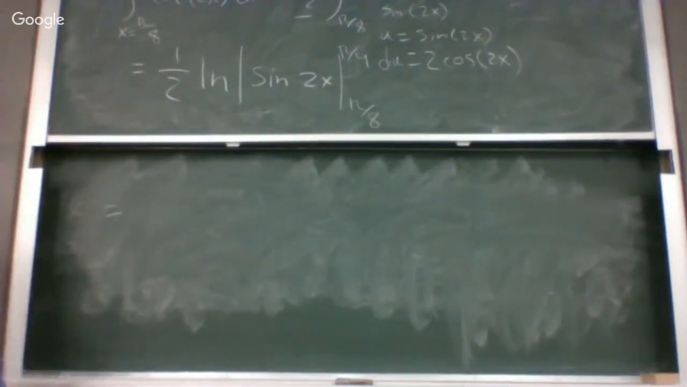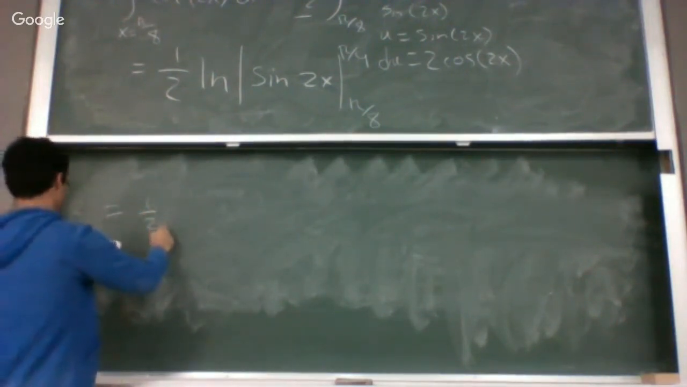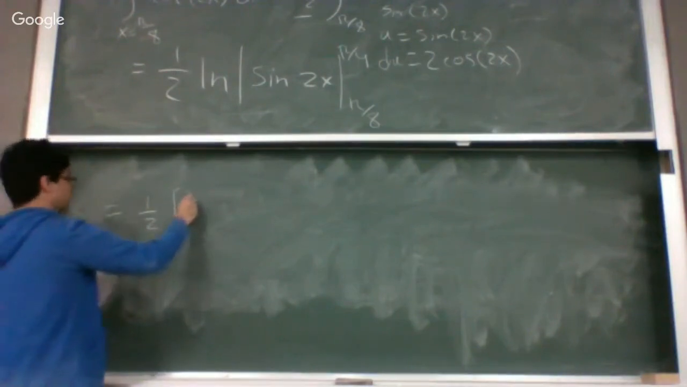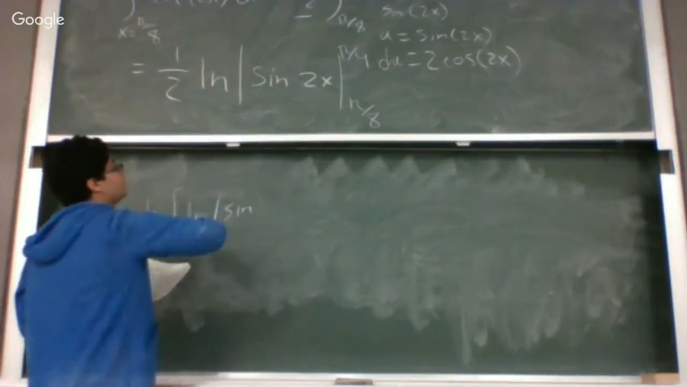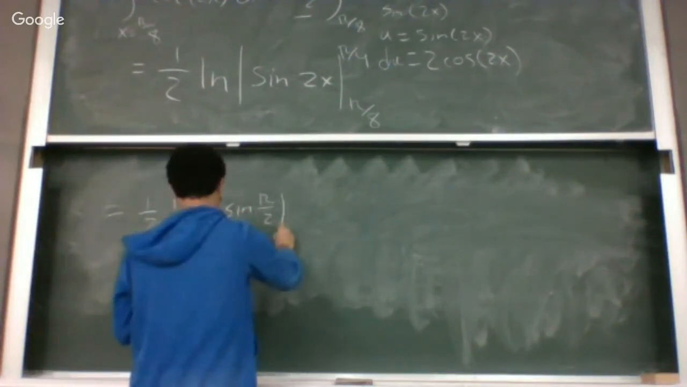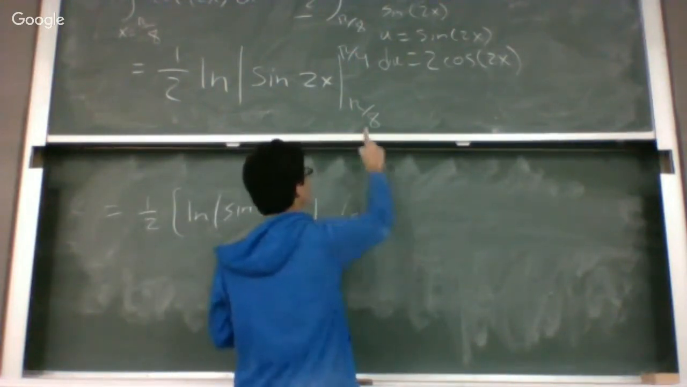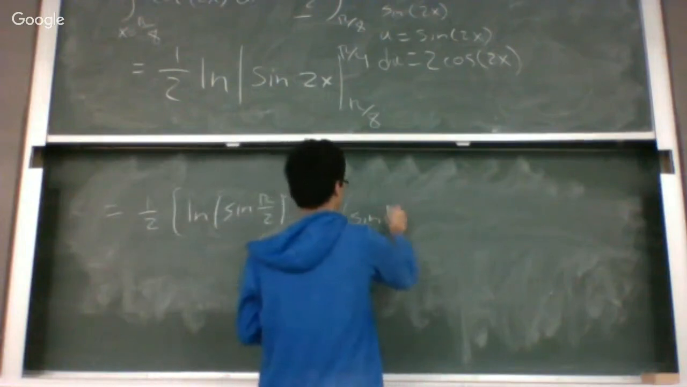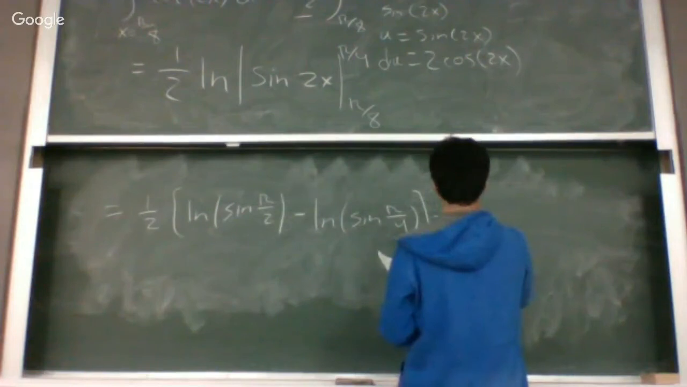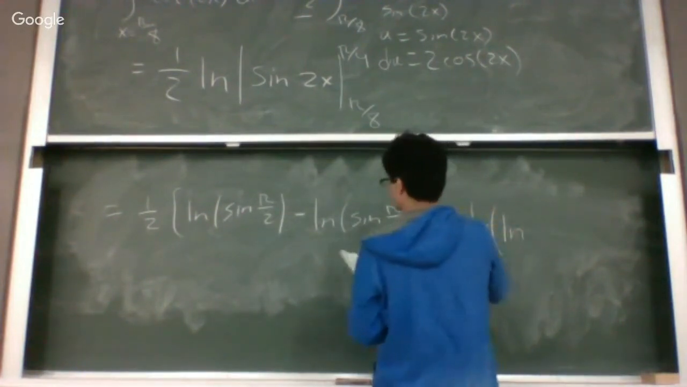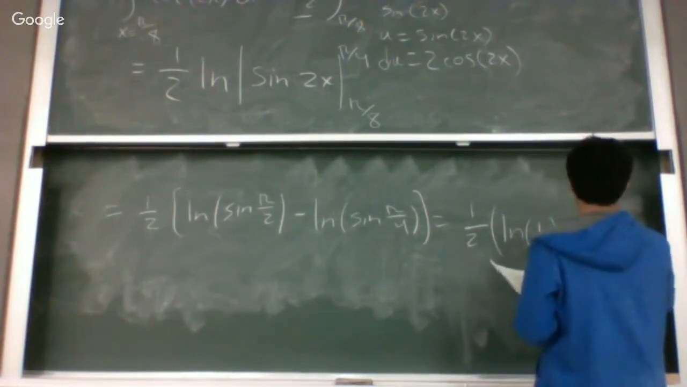Any questions so far? So then we have 1/2 times the natural log of sine. When we put pi over 4 in, we get sine of pi over 2, minus the natural log of sine of, when we put pi over 8 in, pi over 4. This is equal to 1/2 times the natural log of 1 minus the natural log of 1 over square root of 2.